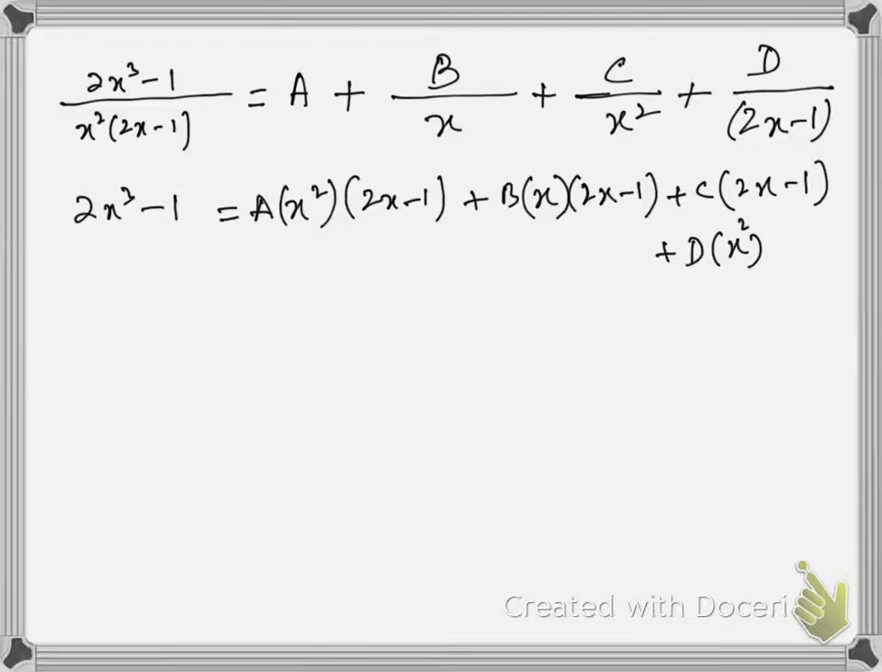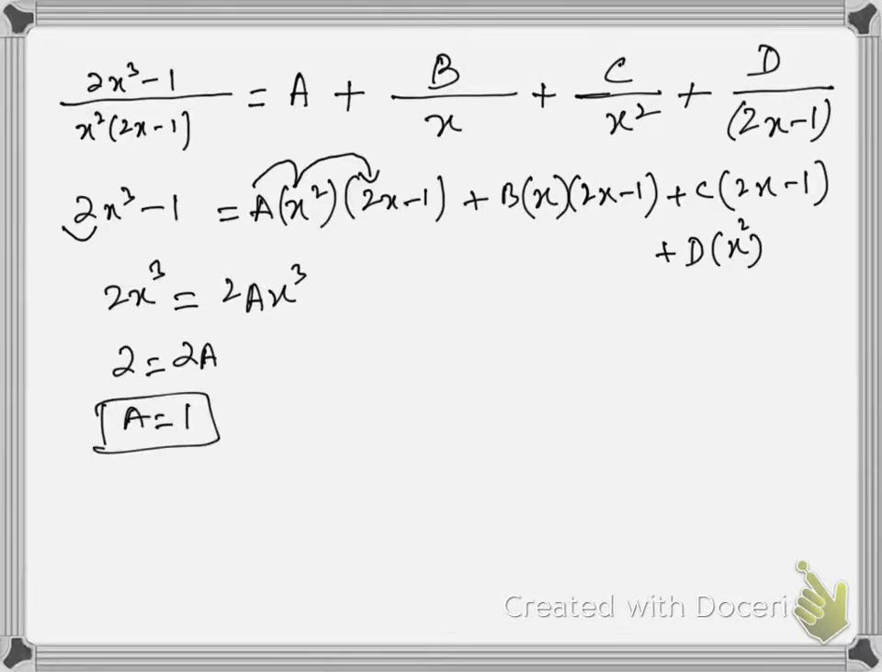Now for the first constant, we will use the comparing coefficients method. If we multiply A with x² and with this 2x, we will get 2A x³. And the coefficient of x³ on the left side is 2. So by comparing the coefficients of the like powers of x on both sides, we have A = 1. This is the way to find the first unknown constant in an improper fraction.